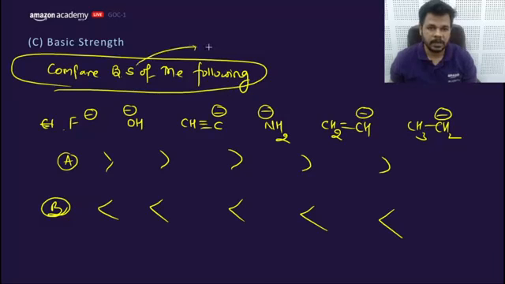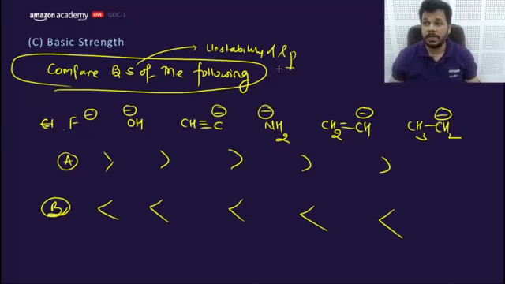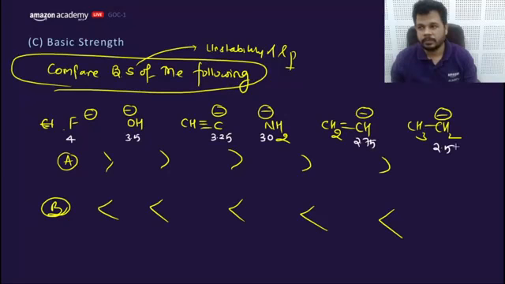Basic strength means instability of the lone pair. Instability, not stability, my dear friends. You all are answering the stability order as per electronegativity. Fluorine is 4, this is oxygen 3.5, sp carbon is 3.25, this is 3, this is 2.75 and this is 2.5.